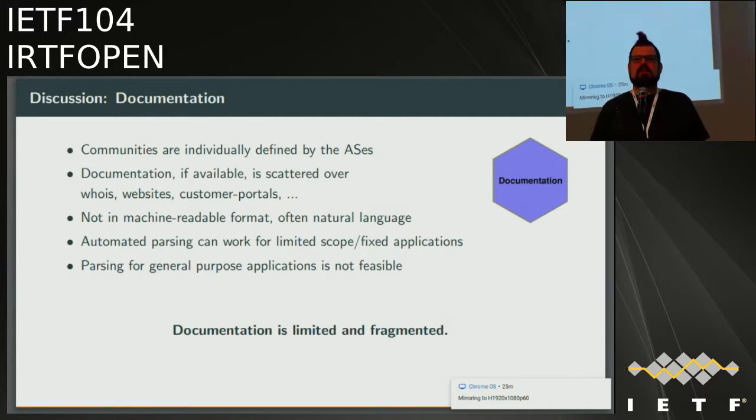And even if there is documentation, it's often in a natural language, and parsing this is impossible. We tried, we failed. If you have a very limited scope, for example, trying to find out the communities used for geolocation or for geotagging of prefixes, you can, of course, look for city names, airport codes, things like that. But parsing community documentation for a general purpose application is not really feasible. So documentation is very limited and fragmented. It's very hard to find a dictionary for community meanings.